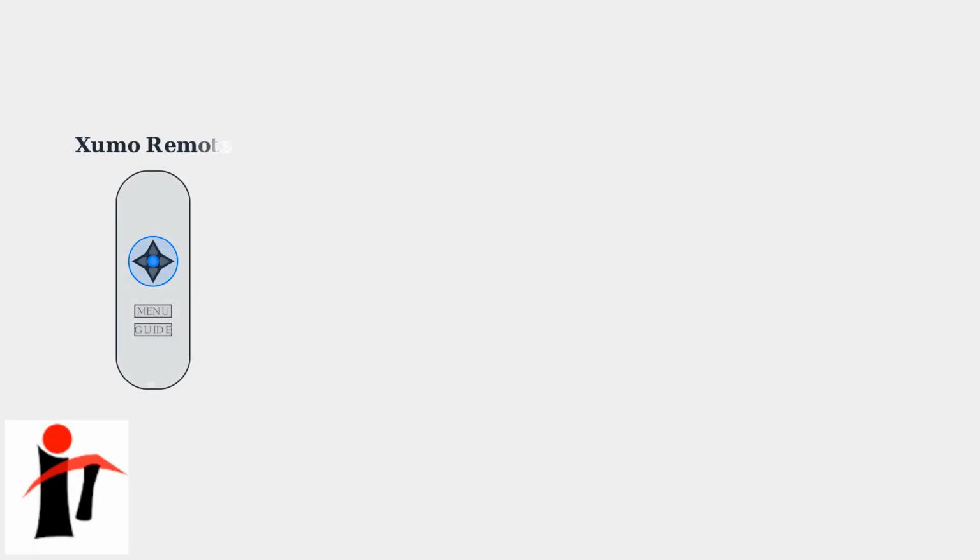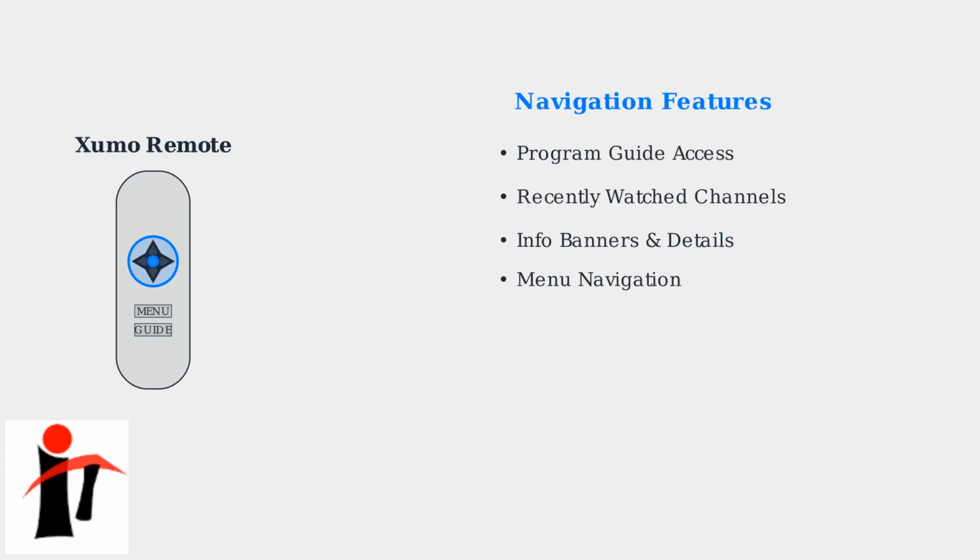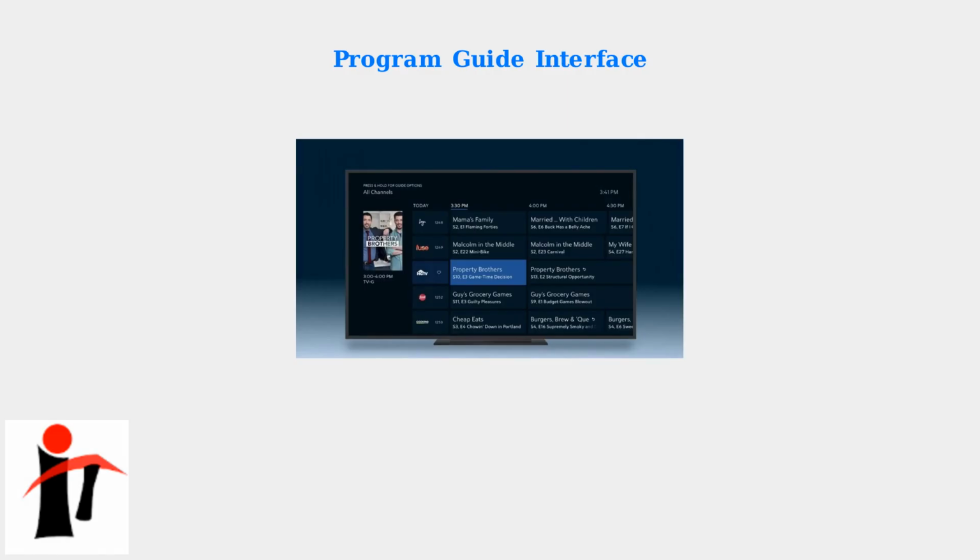Now that you're signed into the Spectrum TV app on your Xumo device, let's explore how to navigate and use all its features effectively. The Xumo Remote's navigation pad is your primary tool for controlling the Spectrum TV app. Use the directional arrows to move through menus and the center button to select options. The navigation pad provides access to several key features. You can open the program guide, view recently watched channels, access info banners for current shows, and navigate through all app menus. Here's what the program guide looks like on your TV screen.